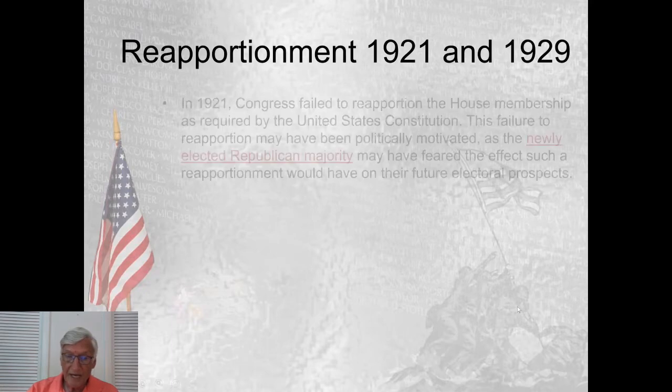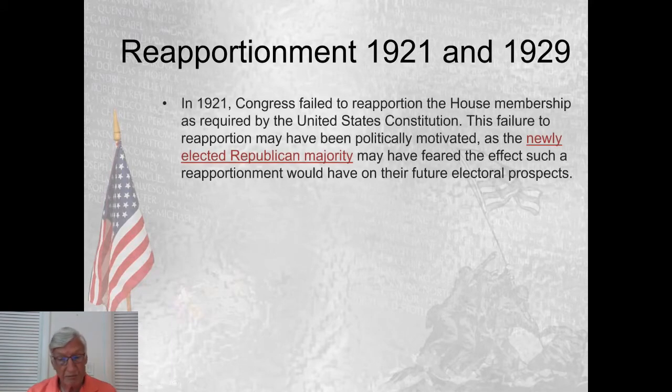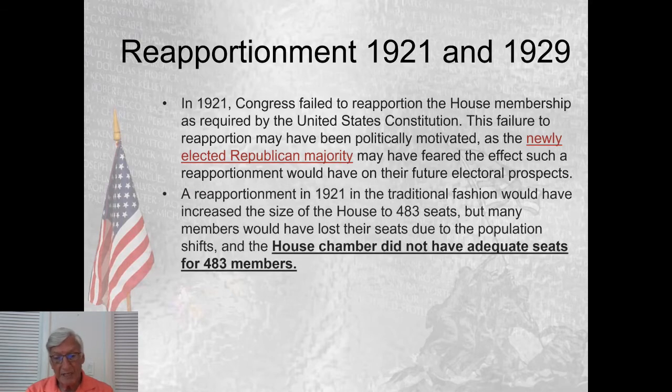Reapportionment, however, sat there in 1921. Remember, we had a census in 1920, but Congress failed to reapportion when the House membership required it. This failure to reapportion may have been politically motivated. Do you suppose it would have been? The newly elected Republican majority may have feared the effect that would have had on their future ability to dominate. A reapportionment in 1921, in the traditional fashion, would have increased the size of the House to 483 seats.